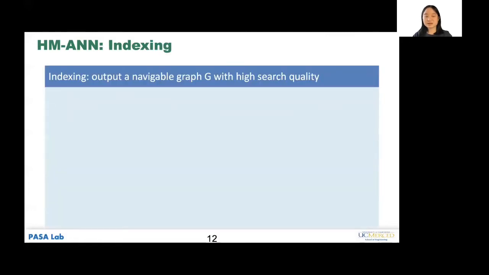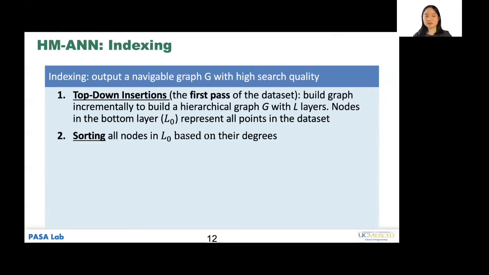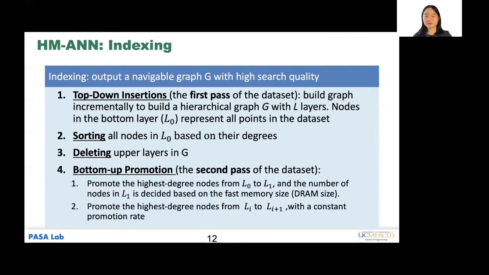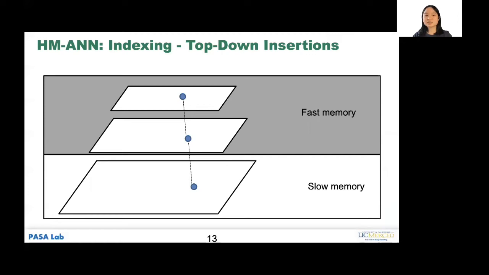The indexing of HMANN outputs a navigable graph with high search quality, which contains 4 steps, including top-down insertion, sorting, deleting, and bottom-up promotion. The HMANN indexing algorithm passes the whole dataset 2 times. The top-down insertions of HMANN build a navigable graph incrementally.